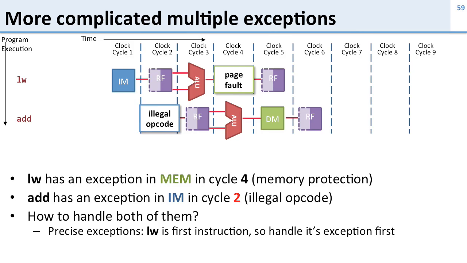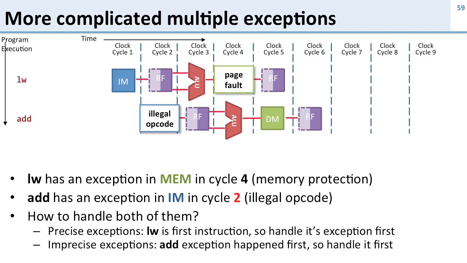If we're precise, that is, if we have precise exceptions, we're going to have to realize that the load word instruction ran first, so we'll have to handle its exception first. If we have imprecise exceptions, then we're going to handle whichever one comes first in time. So then we do the add instruction first since its exception happens in cycle 2. Remember, this is another one of these cases where the promises the ISA makes about being sequential and atomic get broken, because what we're doing in the pipeline is neither sequential nor atomic.